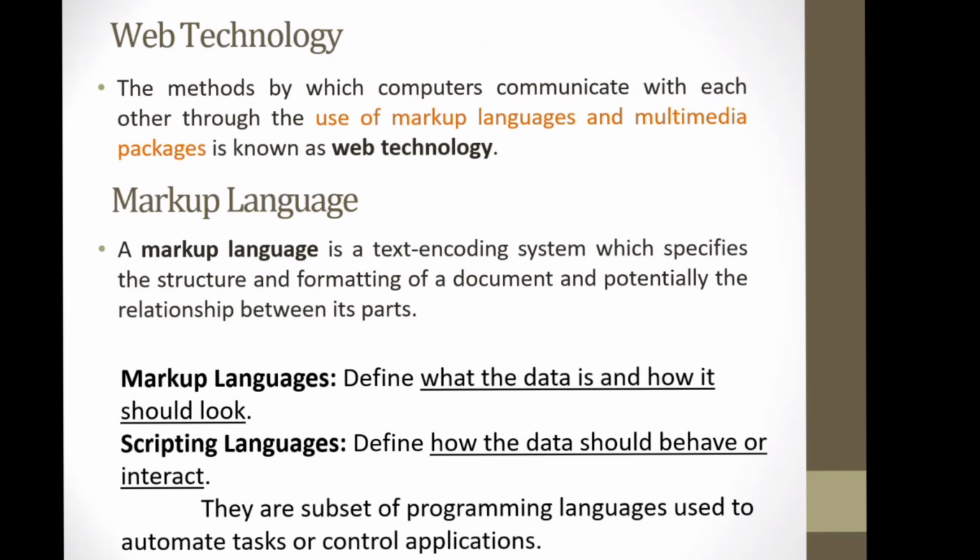Now see, suppose someone asks you what do you mean by web technology. So one simple definition: how computers communicate with each other by using the markup language and multimedia packages. That is called a web technology. How computers are communicating with each other, and how they are communicating, they are using markup language and multimedia packages. Obviously, there is a network. All right, so this is called a web technology. The method, principle, process, anything you can say, that is a web technology.